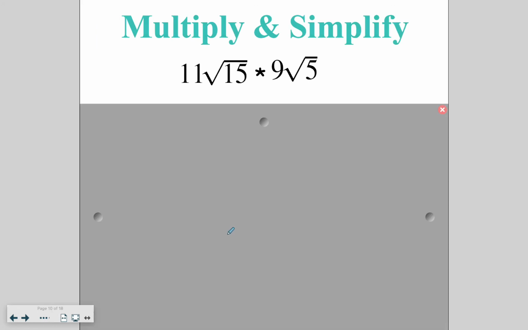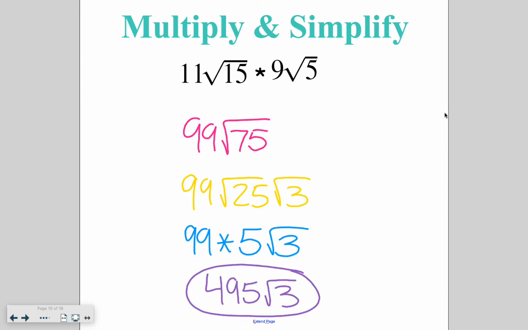Go ahead and try this one on your own. We start with 9 times 11, so 99, and then 15 times 5 is 75. That can be broken down into 25 and 3. Square rooting gives you 5, so 495 square roots of 3 is our most simplified form.